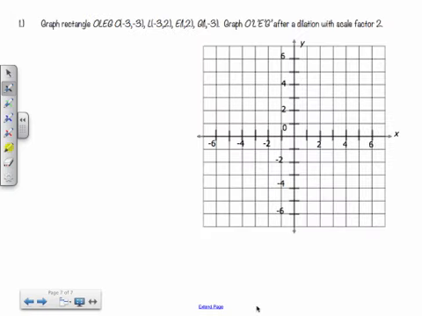All right, so we're going to do one question together, and that question is number 1. So let's go ahead and read through what it says. It asks you to graph rectangle OLEG with the following coordinates, and then it asks you to graph OLEG prime after a dilation. This is really important right here: a dilation with a scale factor of 2. All right, the 2 is extremely important right here. So let's go ahead and do what it asks us to do first, which asks us to graph this rectangle.